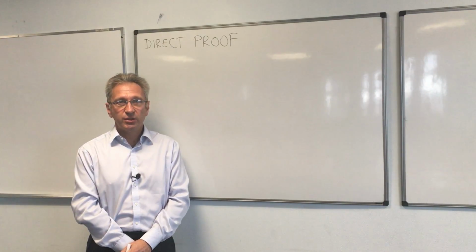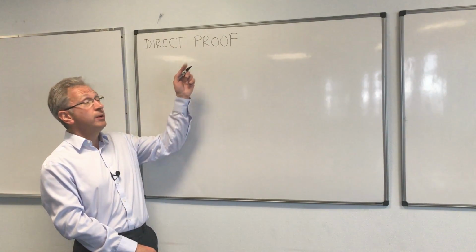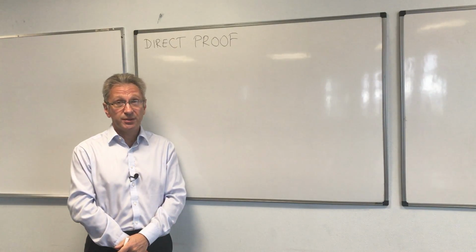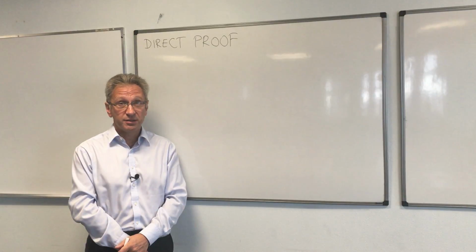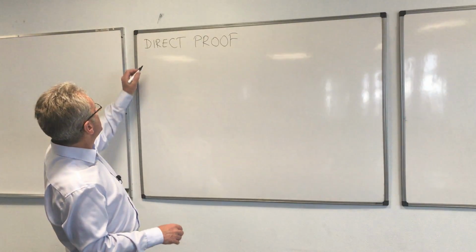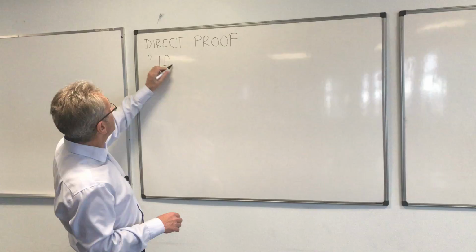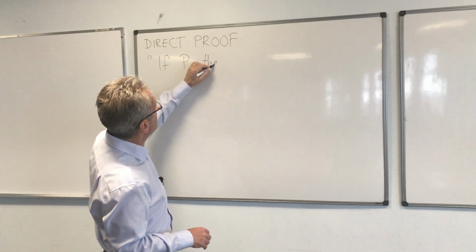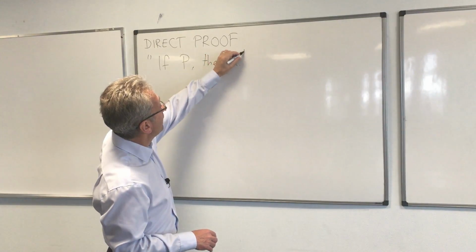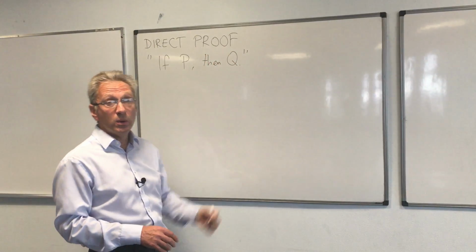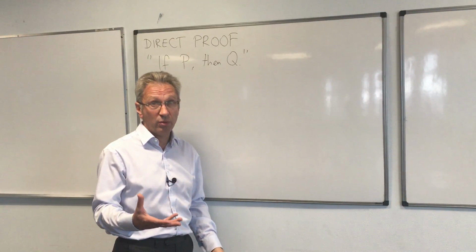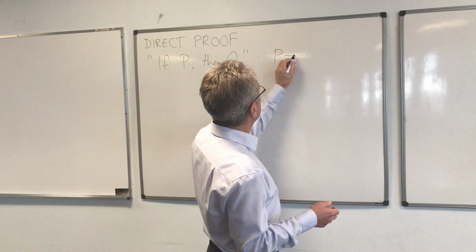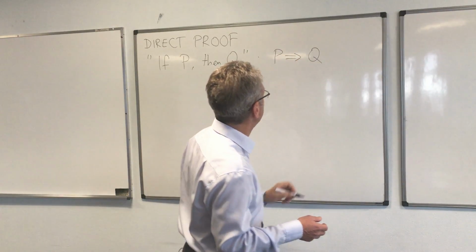In this presentation, I'm going to talk about direct proof, and this is one of the three proof methods that I'd like you to understand as part of this class. Direct proof is used for statements which are in the form if P is the case, then Q is also the case, where P and Q are statements that can be true or false. We often write this as P implies Q.